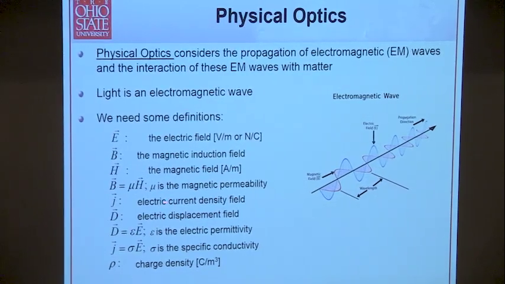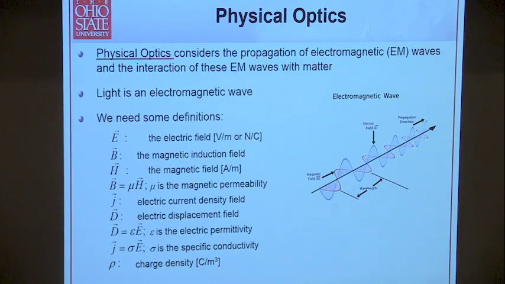J is the electric current density. D is the electric displacement field. And D and E are related through the electric permittivity, which we'll also call the dielectric constant soon. And then we have charge. We have essentially the current, how it's related to the conductivity and the electric field, and then we have charge density. So these are all things that perhaps you saw in undergrad, those first couple years of physics, in terms of electromagnetic theory.